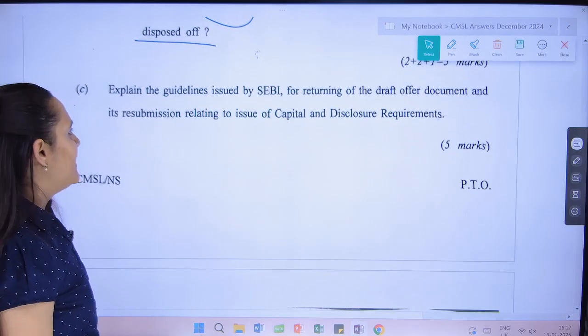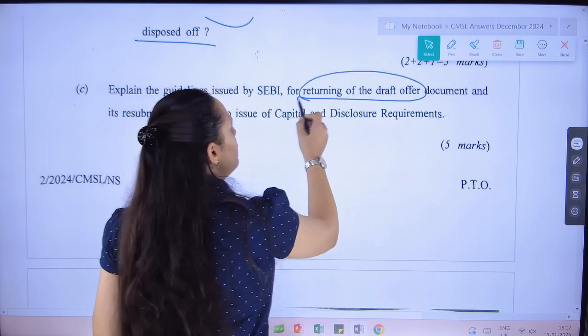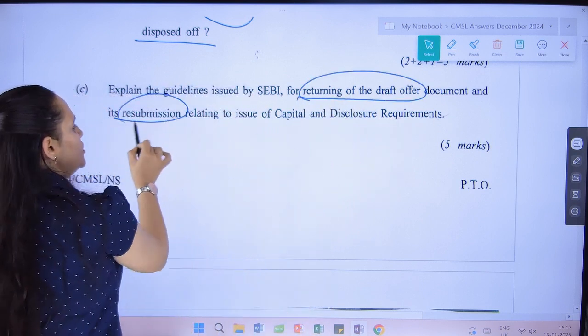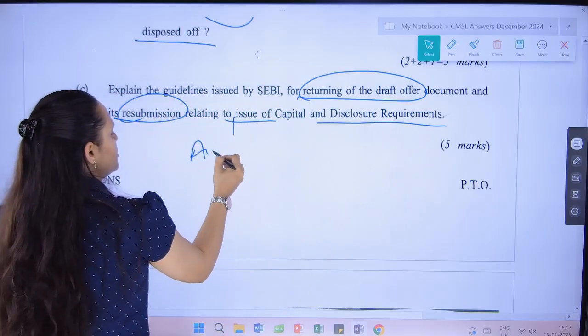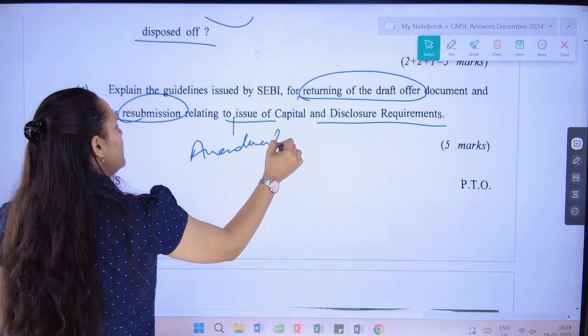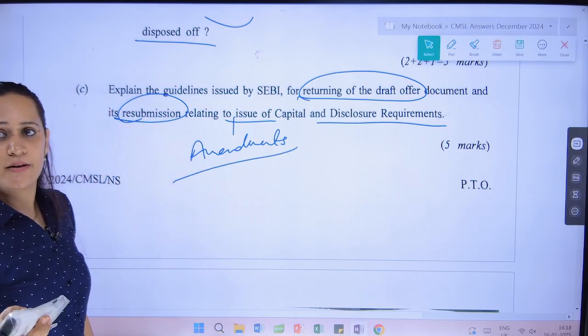Next question, explain the guidelines issued by SEBI for returning of the draft of a document and resubmission relating to issue of capital and disclosure requirements. This is one of the questions from the amendments and supplement material that has been issued by the institute for the attempt.